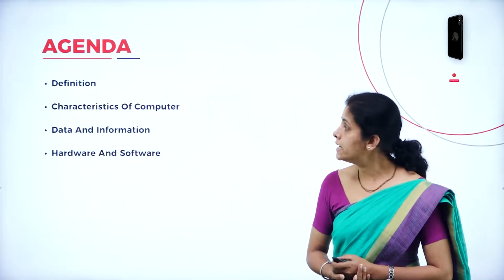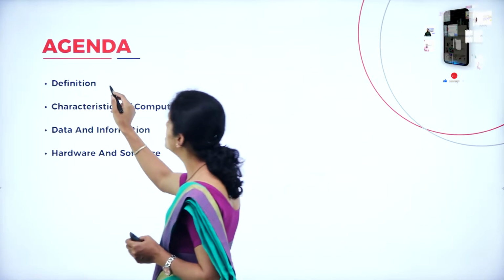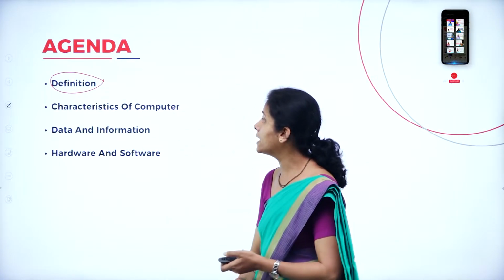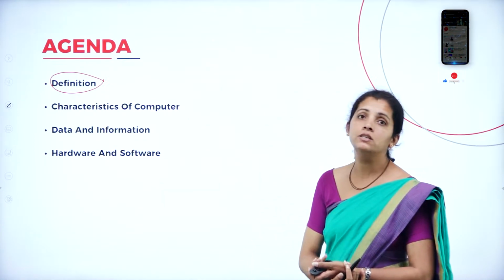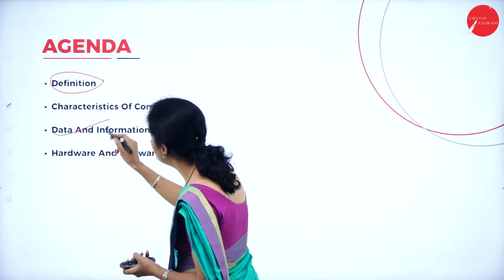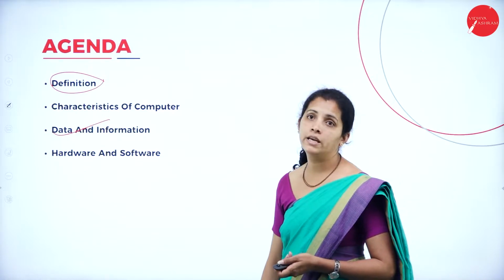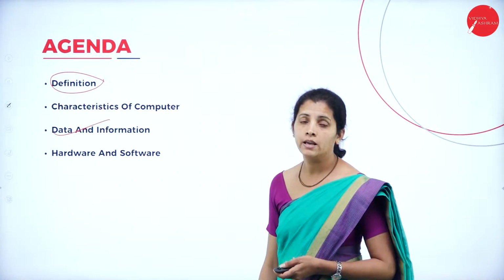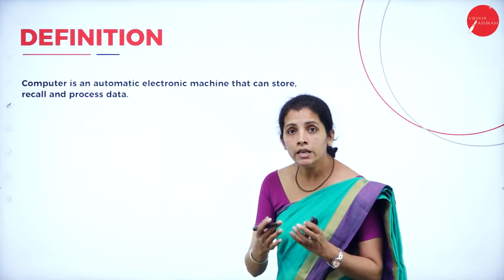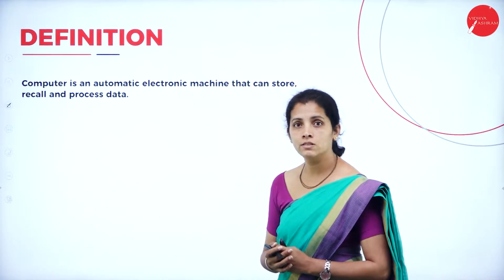So dear student, in my today's session at the beginning, I'm going to deal with definition about computer system. Along with that, characteristics of computers. Along with that, I'm going to deal with data and information. Along with that, I'm going to deal with hardware and software. Anyway, dear students, let's start with today's topic, that is definition about computer system.